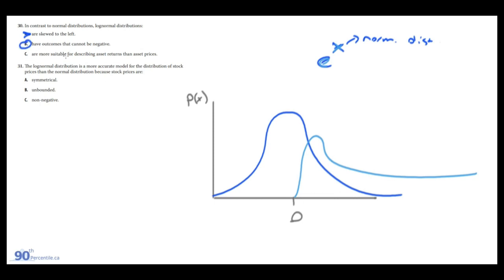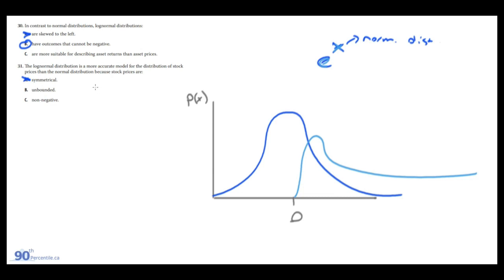And C, are more suitable for describing asset returns and asset prices. That's actually this next question right here, which we can eliminate this and answer this at the same time. Question 31, the log normal distribution is a more accurate model for the distribution of stock prices than the normal distribution because stock prices are symmetrical, definitely not. They can be all over the place.